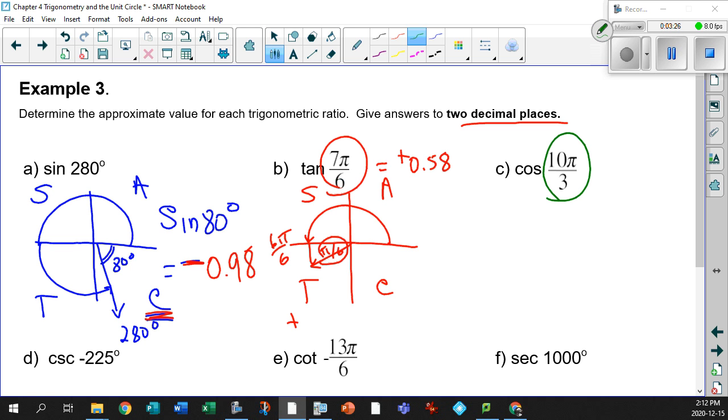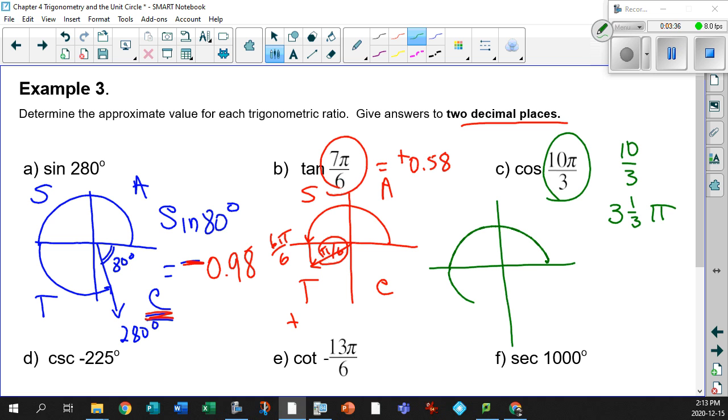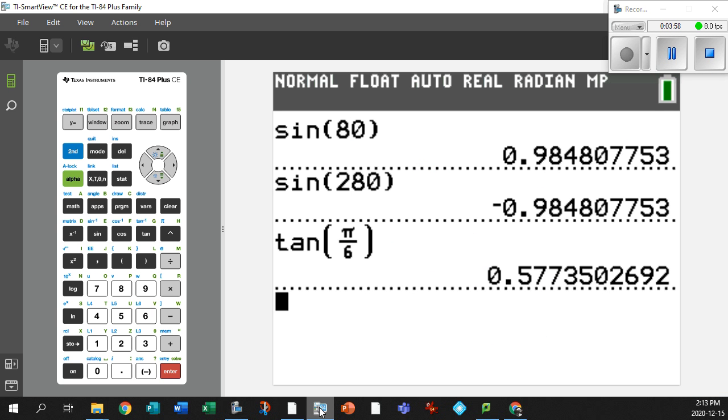Look at this one. 10 pi over 3. Again, 10 divided by 3 is 3 1/3 pies. There's pi, there's 2 pi, there's 3 pi, and 1/3 pi. We'll go out to about there. Perfect. So what's my reference angle? My reference angle is 1/3 pi, or pi over 3. Add sugar to coffee. Let's do the cosine of pi over 3. I'm still in radians, so cosine of pi over 3.